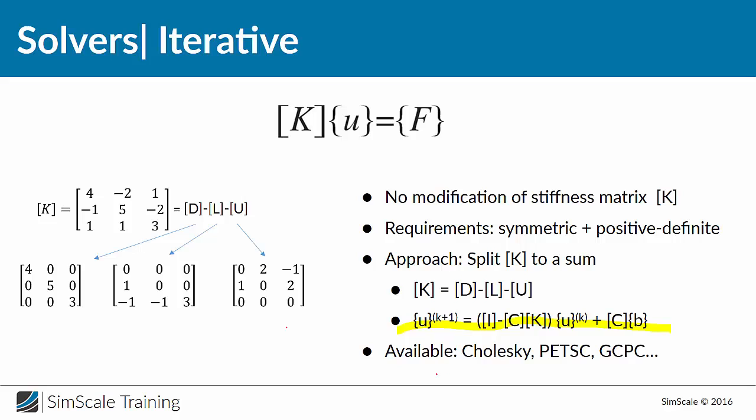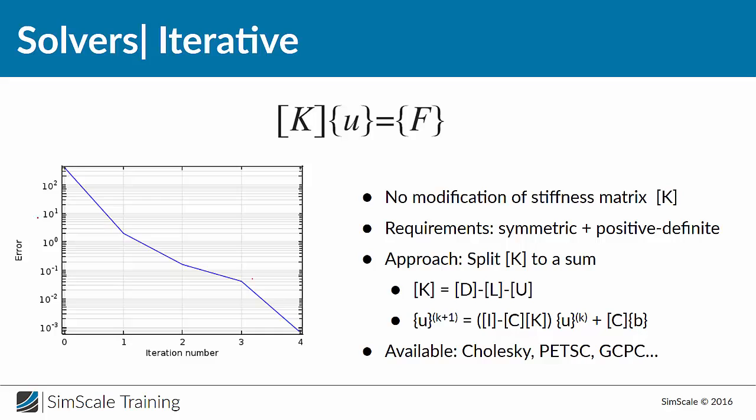And on the SimScale platform, there are different kinds available, like Cholesky, PETSC, GCPC, which are all based somehow on Cholesky. I would suggest to start with Cholesky, and if you run into numerical problems, to use PETSC. Iterative solvers are less stable than direct solvers, but they are faster. You should only use them if you have a very large mesh, a very large matrix, where you need parallel performance.